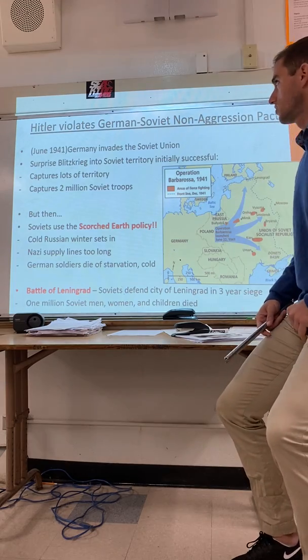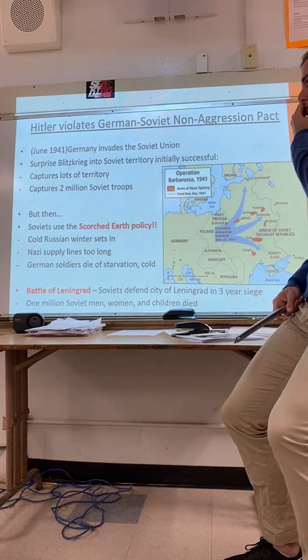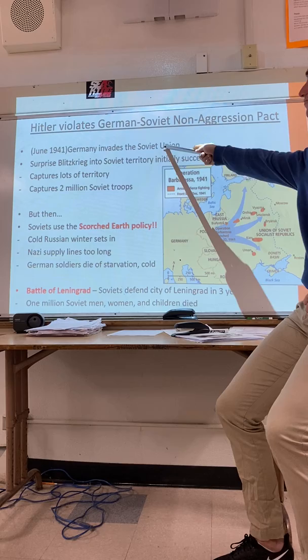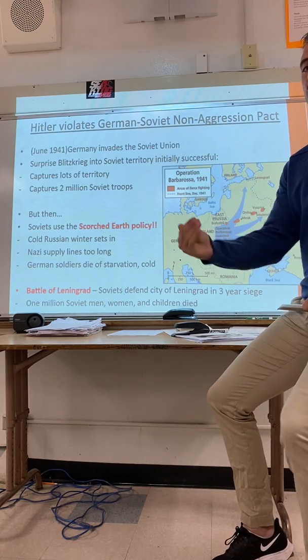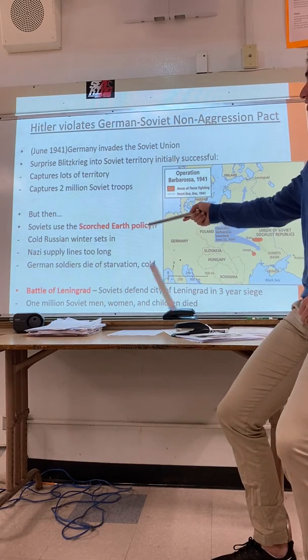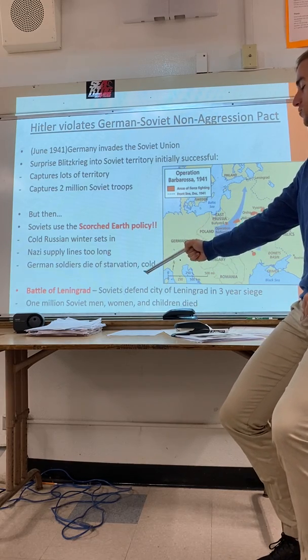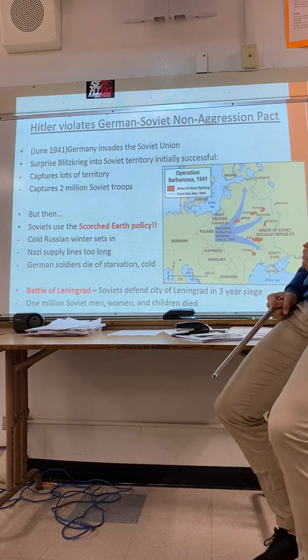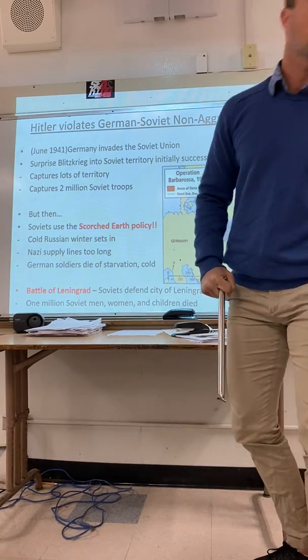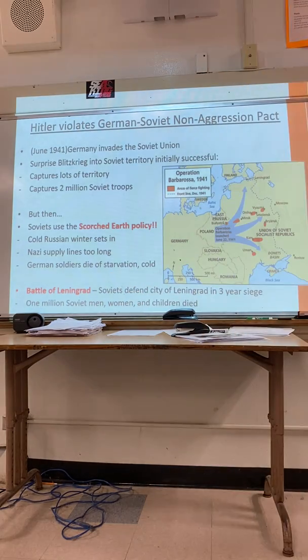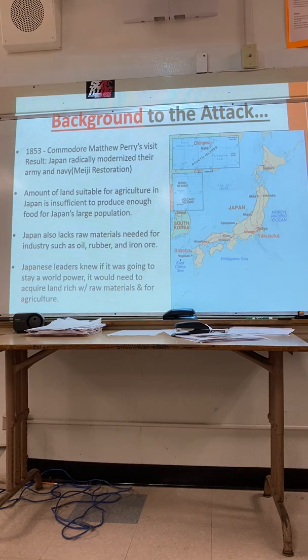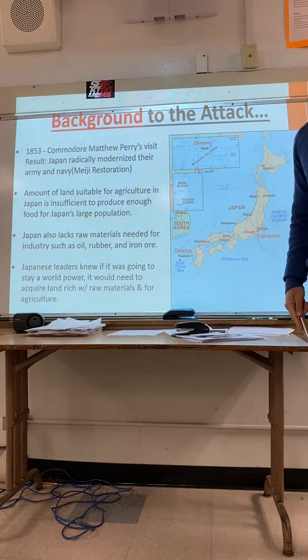So, to summarize this, Germany invades the Soviet Union, turns on the non-aggression pact. The Soviets don't surrender. They retreat into their country. And then the Nazis put these long sieges on these Russian cities such as Leningrad with heavy, heavy losses of life. Okay, so now let's talk about Japan.